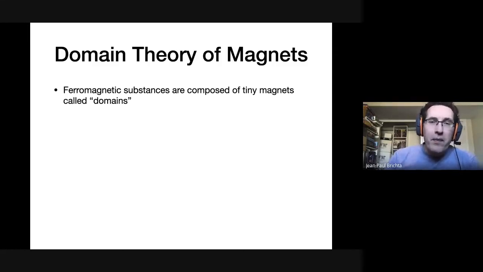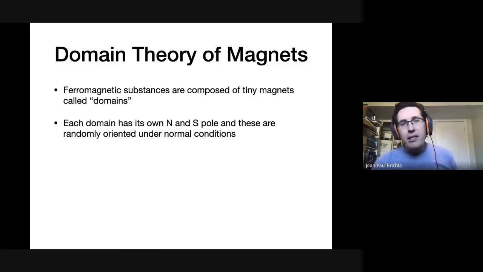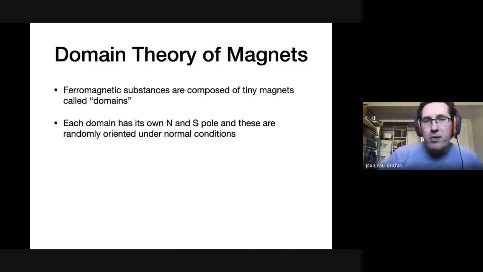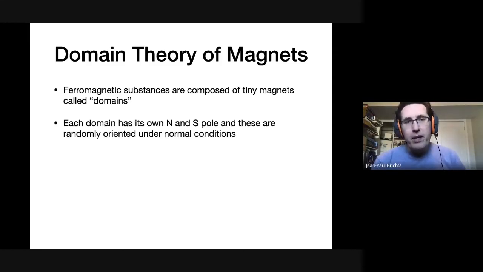Anyway, if you were to imagine breaking up a substance into smaller and smaller pieces, those little pieces, those domains, are actually small magnets, tiny magnets. And each of those tiny magnets, of course, has a north and south pole, because we don't have monopoles. In normal circumstances, if you just have a chunk of iron, those domains will be pointed in all sorts of different directions.